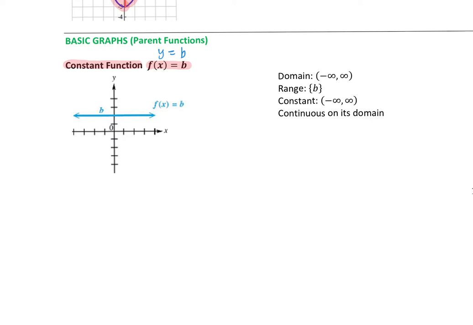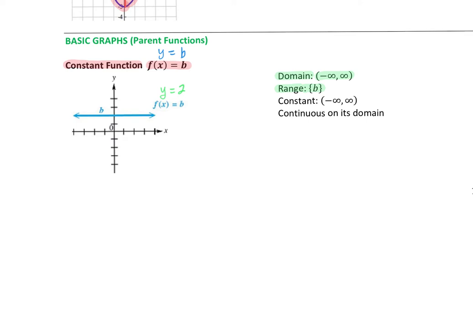In the graph below, we can see that it's passing through 2, so this would be y equal to 2, or f of x equal to 2. When you have a constant function, we're going to look at some properties right now, the domain will always be all real numbers, so negative to positive infinity. But the range, the y values, will just be the set that contains the single element b.